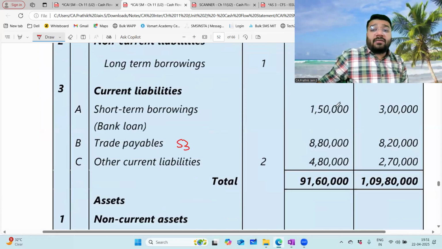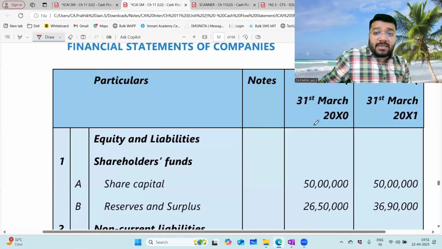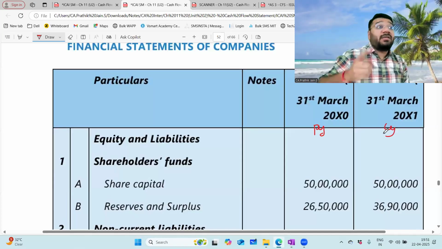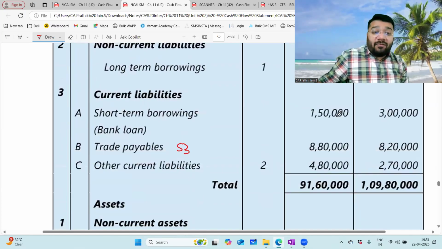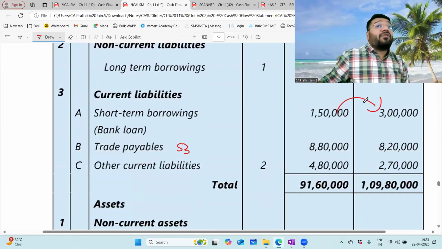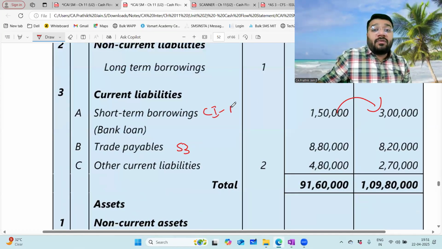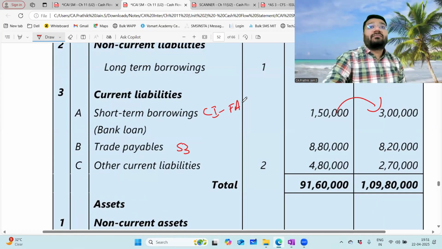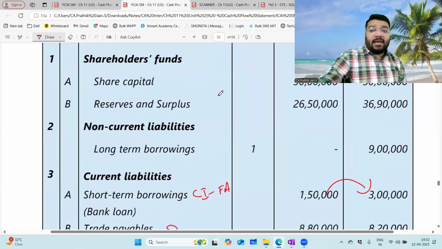Short-term borrowing. Which year is first? First year is, oh, this is previous year first and current year later. See, be very careful. They'll change and give. You have to be very careful. From 150, it became 3 lakh. Further borrowings, you have done more borrowings. Cash inflow, finance activity. Correct? No, they've changed the column. Long-term borrowing also taken care of.